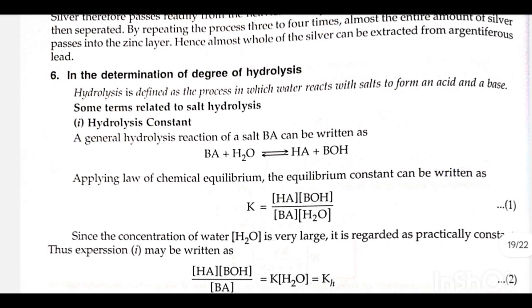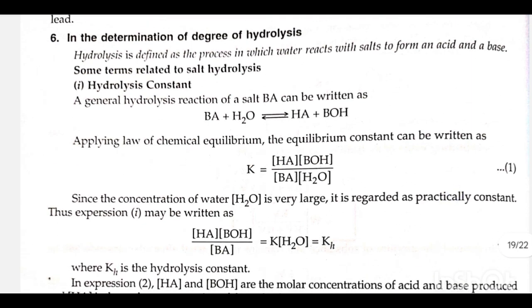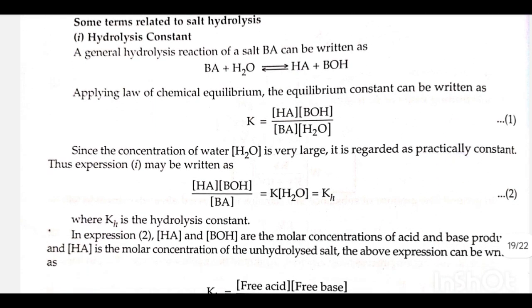Number 6, determination of the degree of hydrolysis. Hydrolysis is defined as the process in which water reacts with a salt to form an acid and a base. Some terms related to salt hydrolysis. Number 1, hydrolysis constant. A general hydrolysis reaction of a salt BA with water is written as BA plus H2O into HA plus BOH. Applying the law of chemical equilibrium, the equilibrium constant can be written K is equal to [HA]·[BOH] upon [BA]·[H2O].